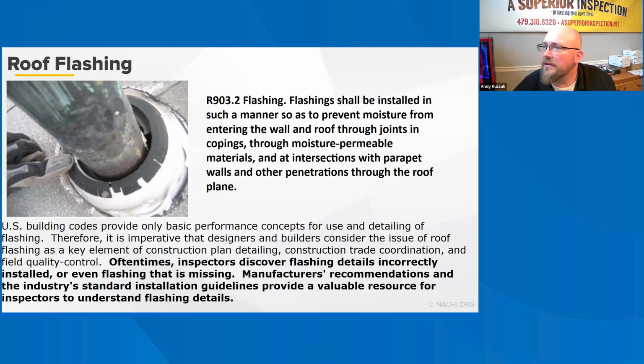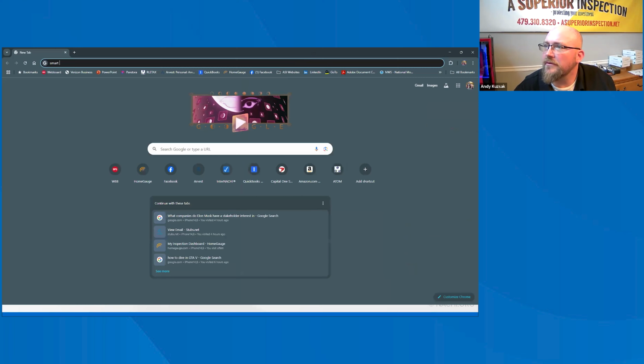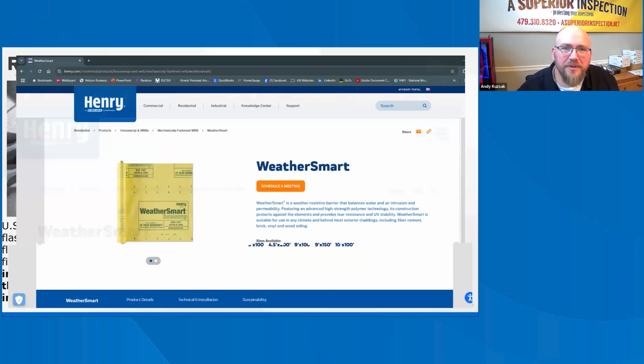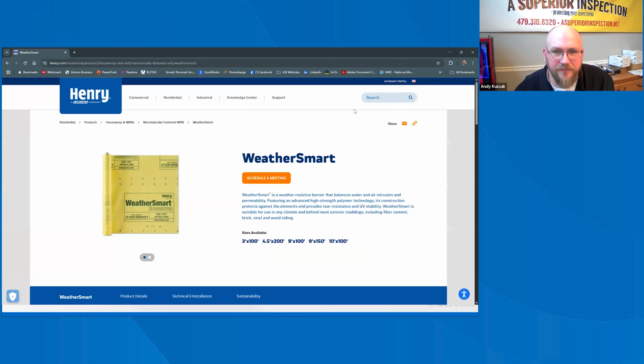Let's see, what did you say? It was the smart, so let's see here. We're looking at weather smart. So I'm gonna pull this. You guys should be able to see this screen.